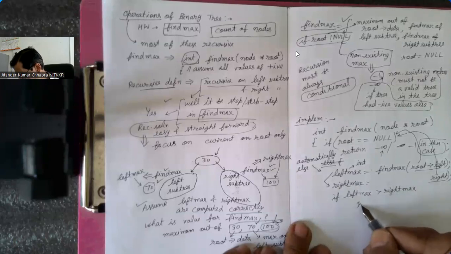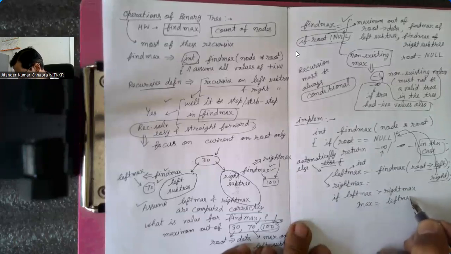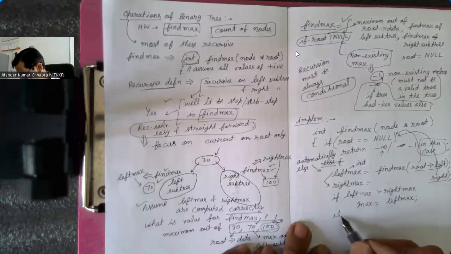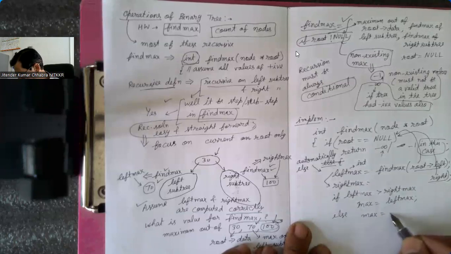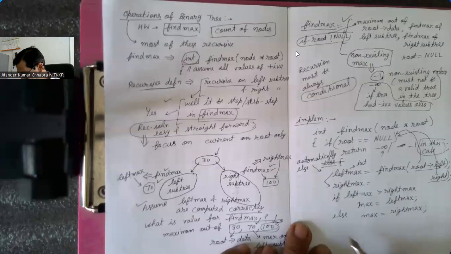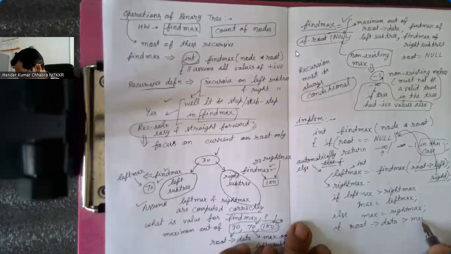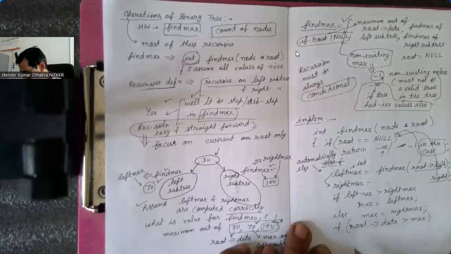So I can say max equal to left max. Out of this else, I can say max equal to right max. So out of these two, the max has been found. And once max has been found, now I can compare max with root arrow data. So if root arrow data is greater than max, then my overall max is root arrow data.